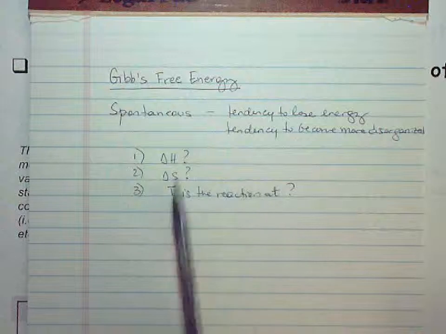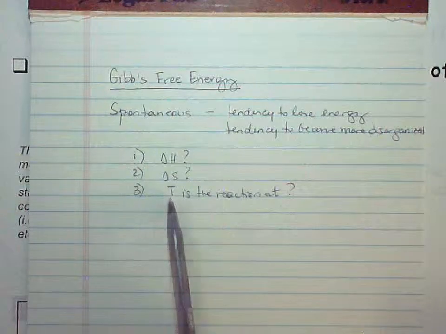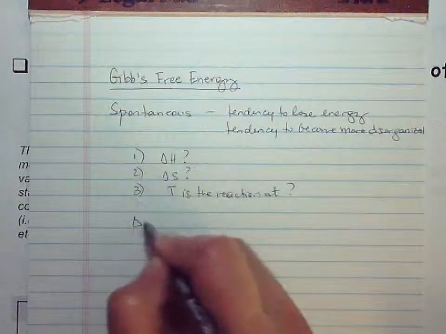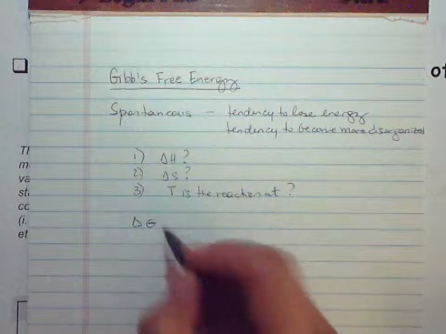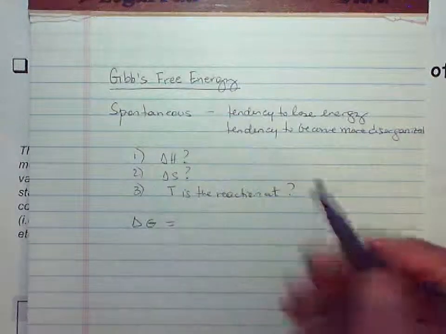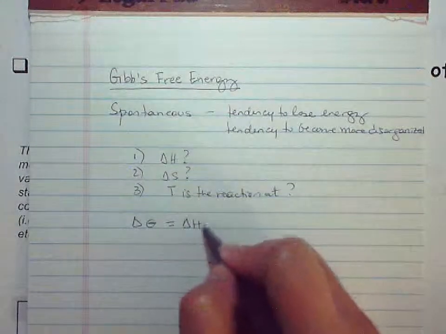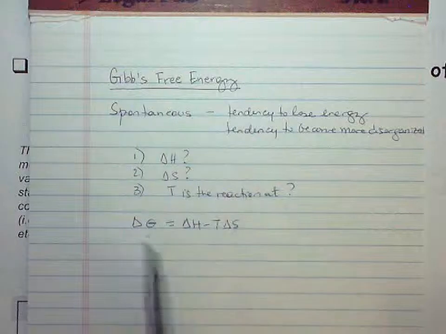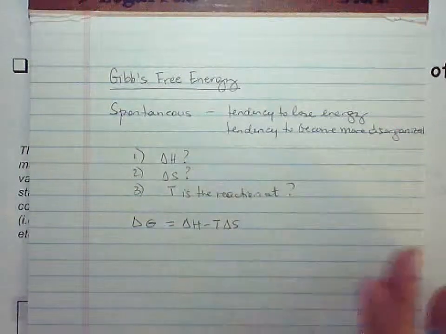when determining whether a reaction is going to be spontaneous. And the way that you look at all three of these things together is by calculating something that we call Gibbs free energy. And the equation for Gibbs free energy is delta G is equal to delta H minus T delta S. And that equation was at the back end of the POGL.